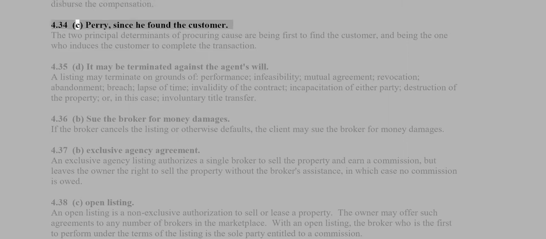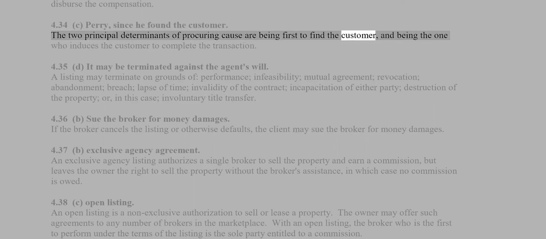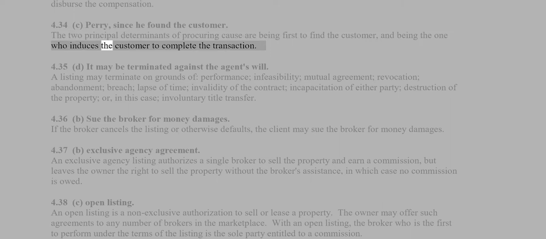4.34 c. Peri, since he found the customer. The two principal determinants of procuring cause are being first to find the customer, and being the one who induces the customer to complete the transaction.